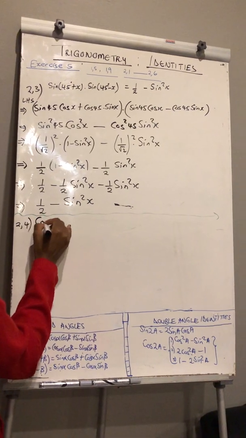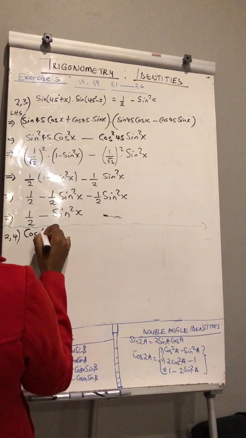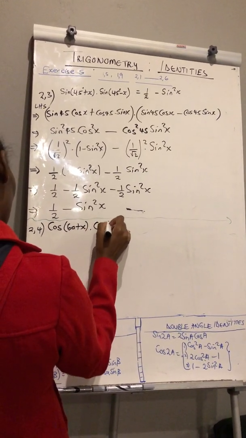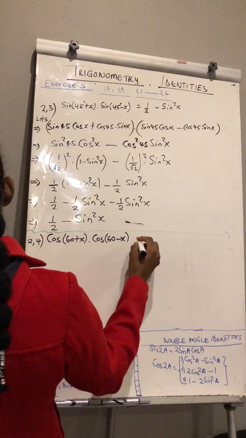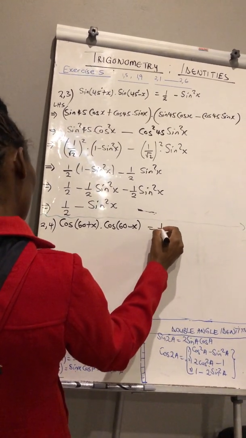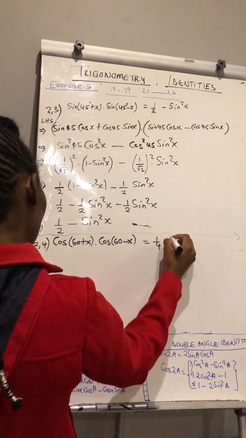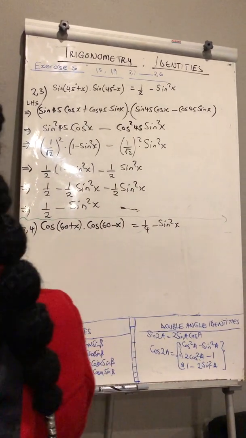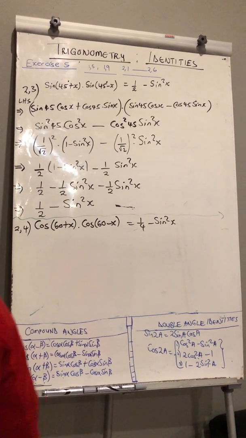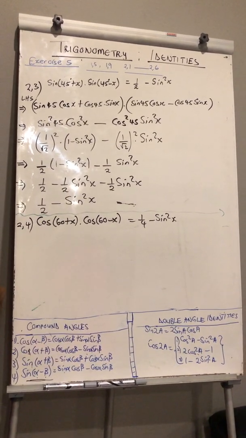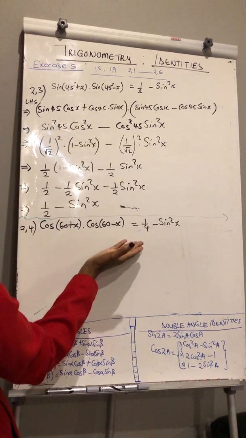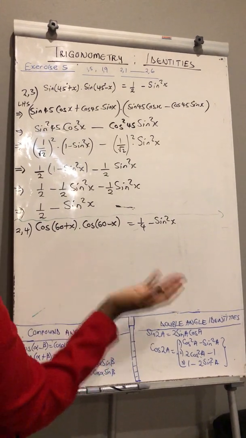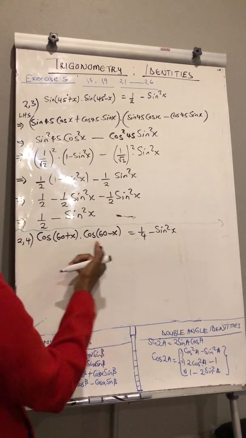Oh, they are very similar, these ones. cos(60 + x) times cos(60 - x) is equal to 1/4 minus sine squared x. Okay, I think after we finish doing this one, you should not have a problem with this one. This and this are practically the same question, just asked differently, with different functions.